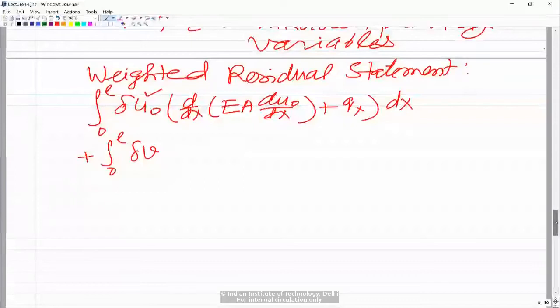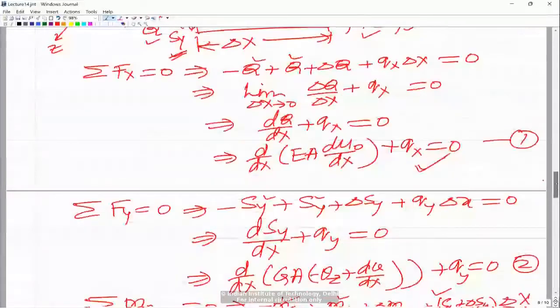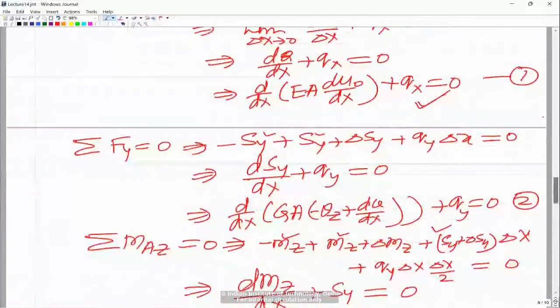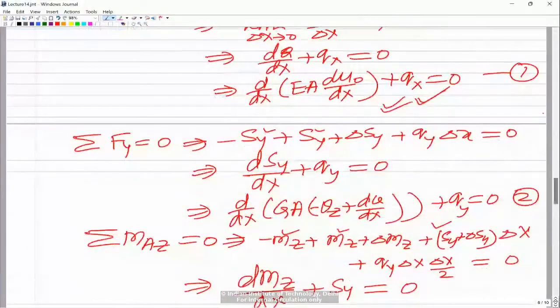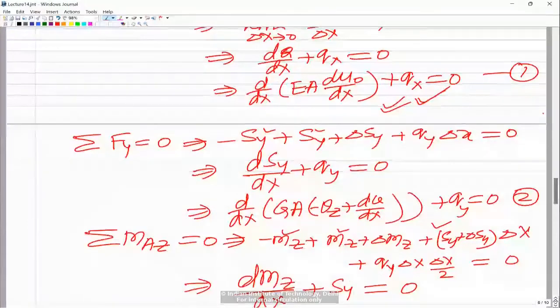Why is delta u taken here? Because you see this differential equation comes from the equilibrium of forces along its direction. So when we write the weighted residual statement, we multiply by delta u naught, and the product of unbalanced force and delta u gives you the virtual work. So you can say the weighted residual statement is kind of giving you the virtual work. And this differential equation comes from the equilibrium of forces along the y direction. So we take the weight function as the variation of displacement along the y direction, that is delta v is the displacement along the y direction. So that is why this delta v is taken over here.